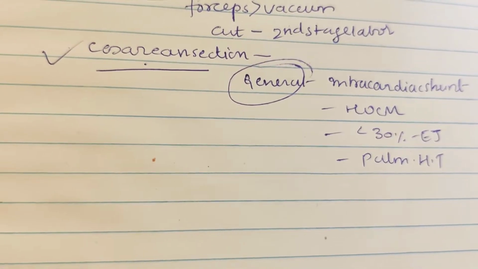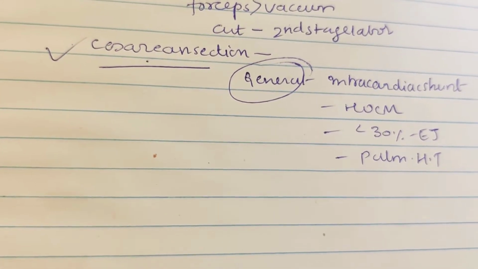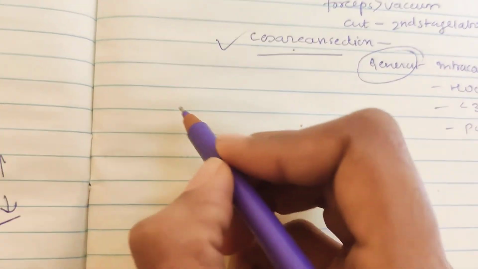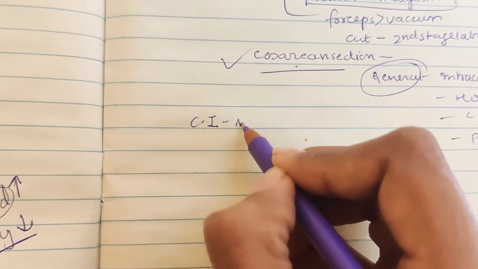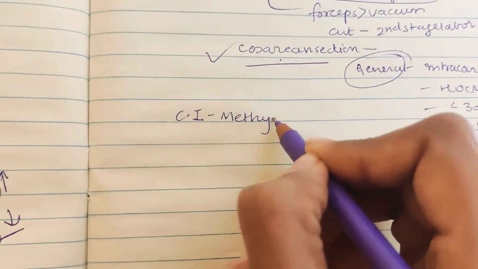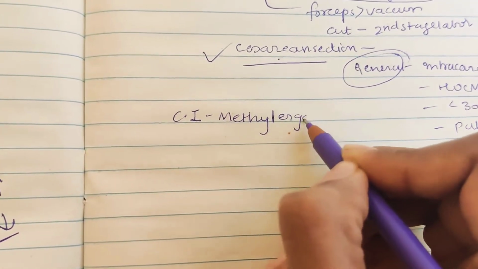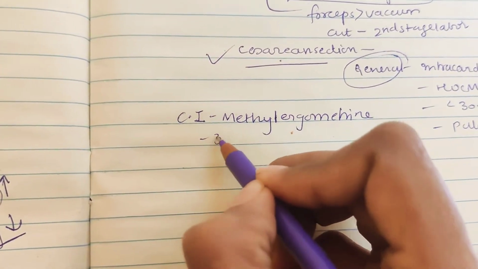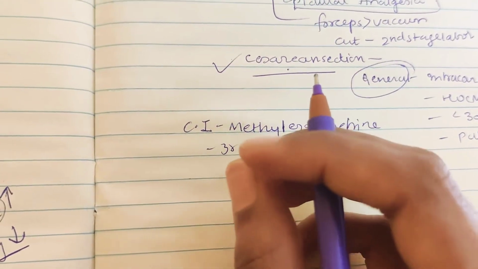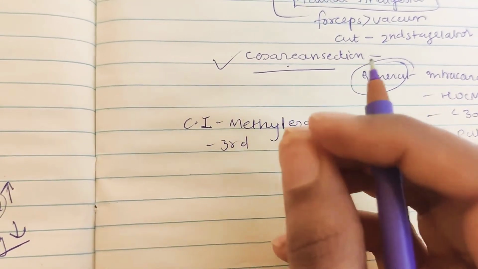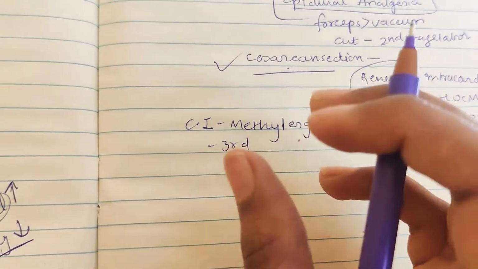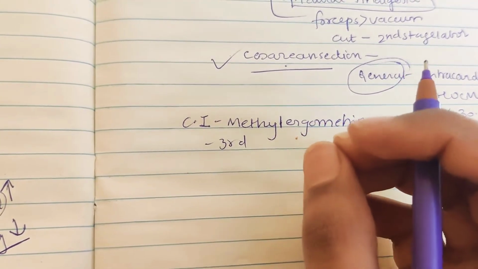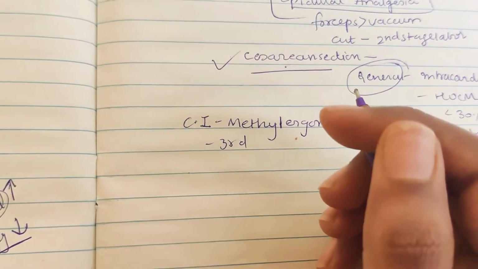Now coming to the third stage of labor in heart disease patients. Methylergometrine is a contraindication in the third stage of labor. It is a contraindication after delivery of the first twin. For example, if one twin has come out, we need to bring out the other twin. For that we can give oxytocin, but don't use methylergometrine.